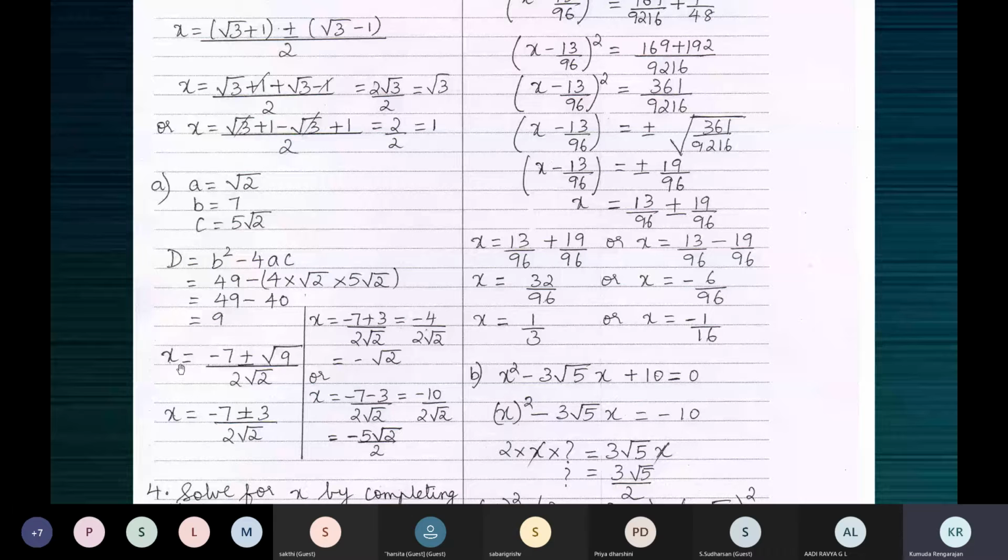So you can see here x is equal to minus b. What is minus b? Minus 7 plus or minus root d. What is root d? Root 9, by 2a. 2a, that is 2 into root 2. 2 root 2.